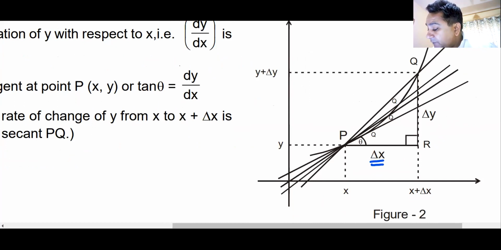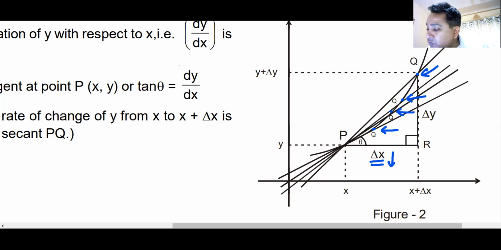This delta x, if I keep on decreasing the value of this delta x, if I make delta x smaller, what will happen? The value of y will also get smaller, and so on. Do we agree on this? If I make the value of delta x small, the value of delta y will also become small. Yes or no? Have you understood this? What happens when I make the value of delta x smaller?